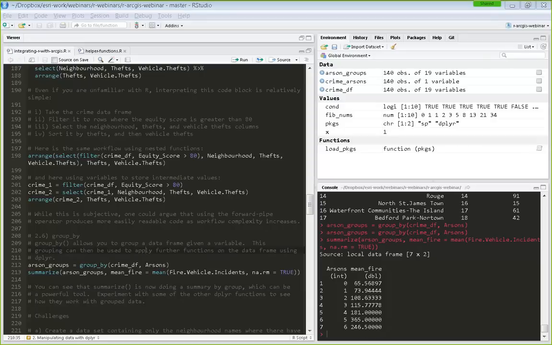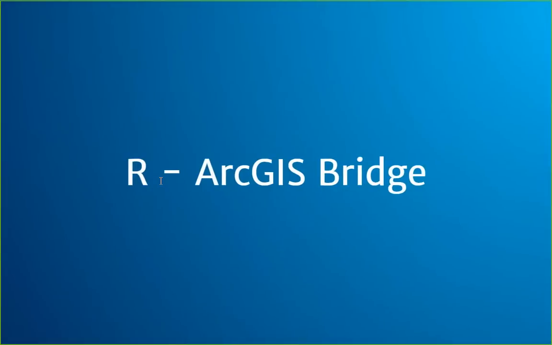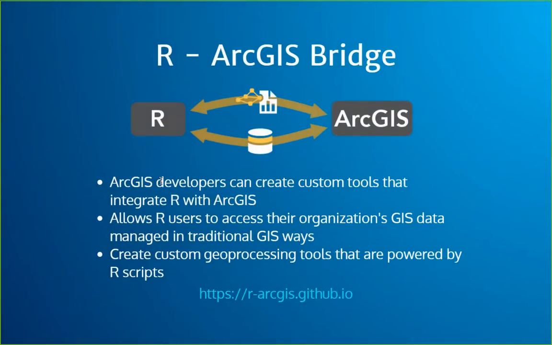Let's go right into the R-ArcGIS Bridge. So the R-ArcGIS Bridge, what is it? It allows ArcGIS developers to create custom tools that integrate R with ArcGIS, but it also allows R users to access their organization's GIS data managed in traditional GIS ways. So think in an SDE or a standard geodatabase. Now you're able to interface directly to that, and I can't tell you how helpful this is for me. In the past, I would have loved to have the ability to do this, but it was never really an easy thing to do from within R.